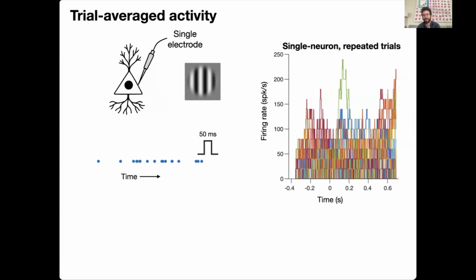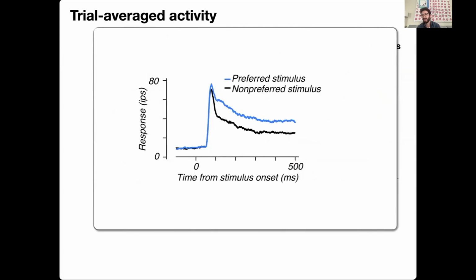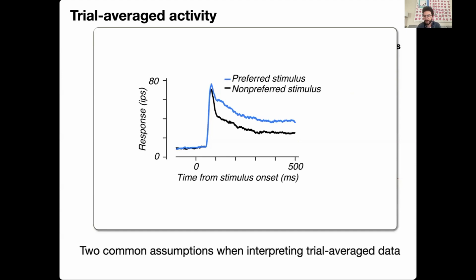So this looks even crazier. And so what we do is we average the activity across these repeated trials. And maybe we get something like this. Maybe we have two conditions where we have a preferred stimulus and a non-preferred stimulus. And I want to talk about two really common, often implicit assumptions about how we interpret trial average data.